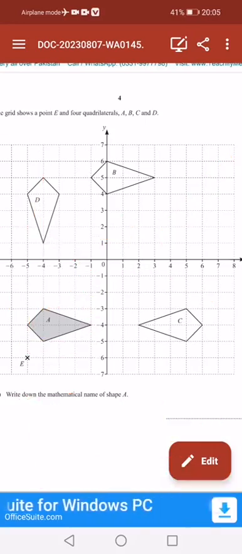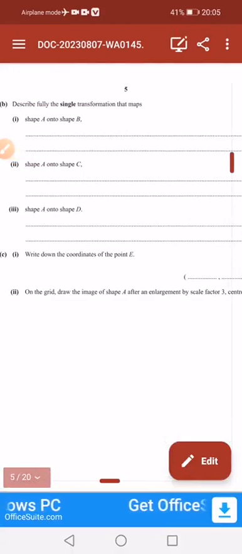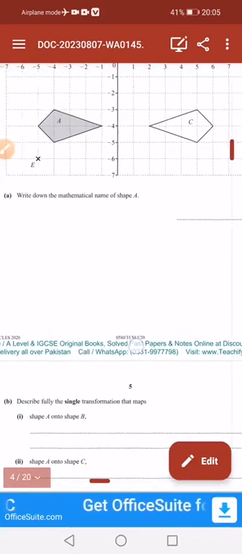Center 0,0. Write down the coordinates of point E. Where are the coordinates of point E?